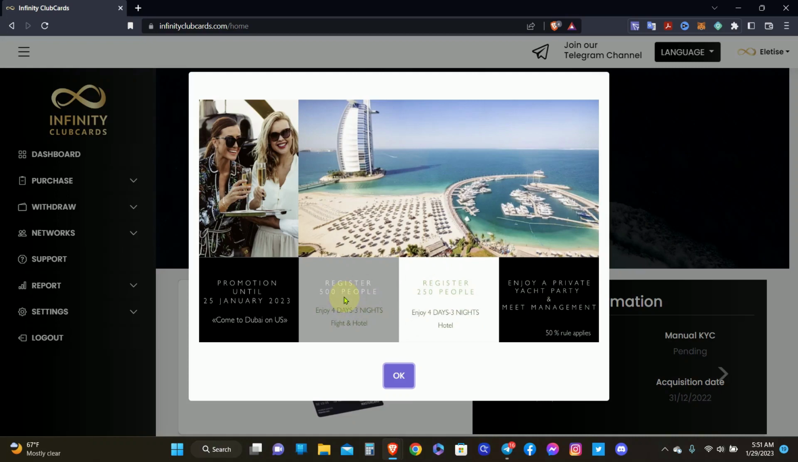If you register 500 people, enjoy 4 days, 3 nights, flight and hotel included. If you register 250 people, enjoy 4 days, 3 nights, hotel included, and also enjoy a private yacht party and meet management. The 50% rule applies. I don't know what the 50% rule means, I'm just showing you what they have here on the screen.